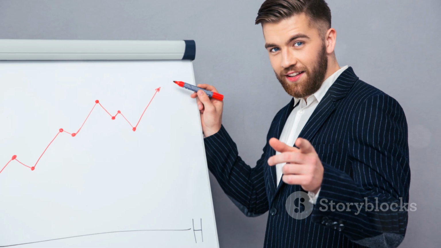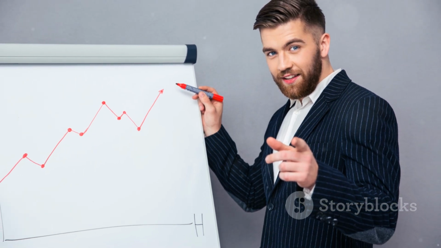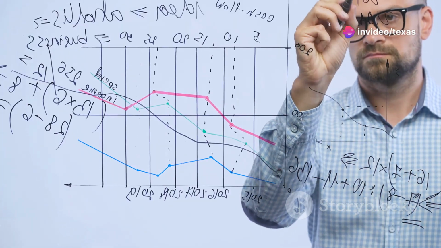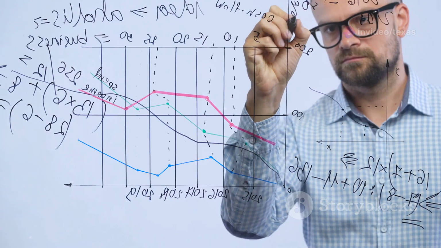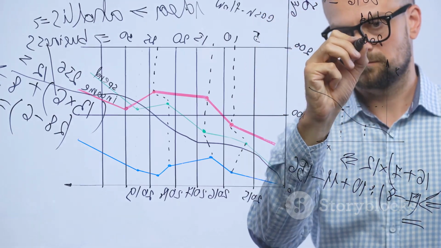The SRAS curve can shift due to changes in production costs. The LRAS curve can shift due to changes in the economy's productive capacity. Understanding the shapes and shifts of SRAS and LRAS is essential for analyzing how different factors affect the economy in the short run and the long run.